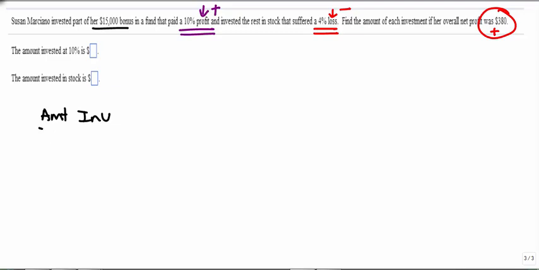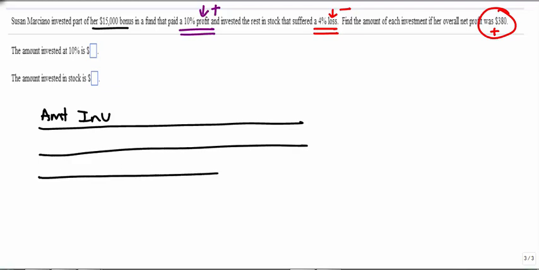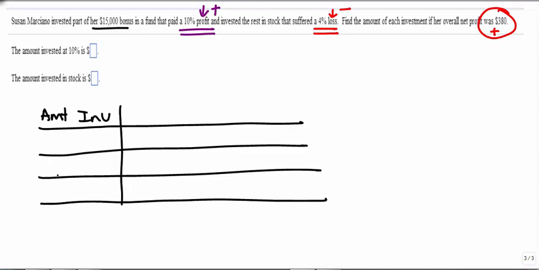So if we talk about the different amounts invested, we have a total that I know of. I don't know how much I have in each account. That's what we're trying to figure out. But I know in total I have $15,000. So this is my total. Okay, so now I also have interest, and this is either earned or lost. So here I have a plus 10%. I'll use 0.1 to represent 10%. And then here I have a minus 0.04.